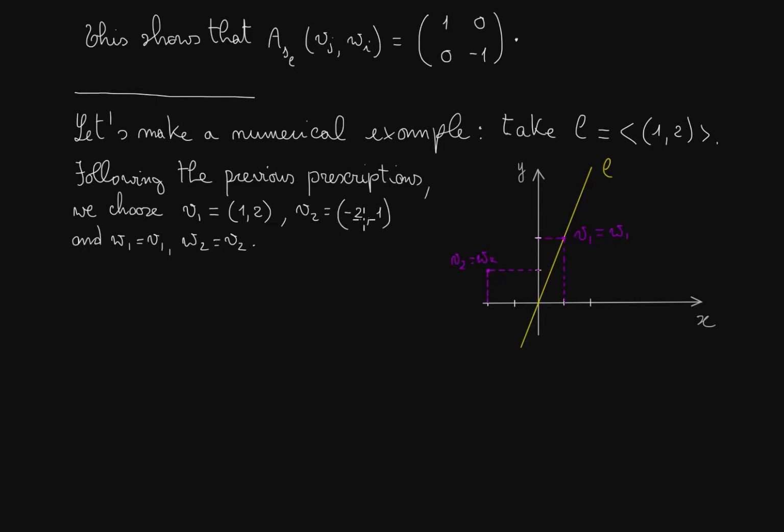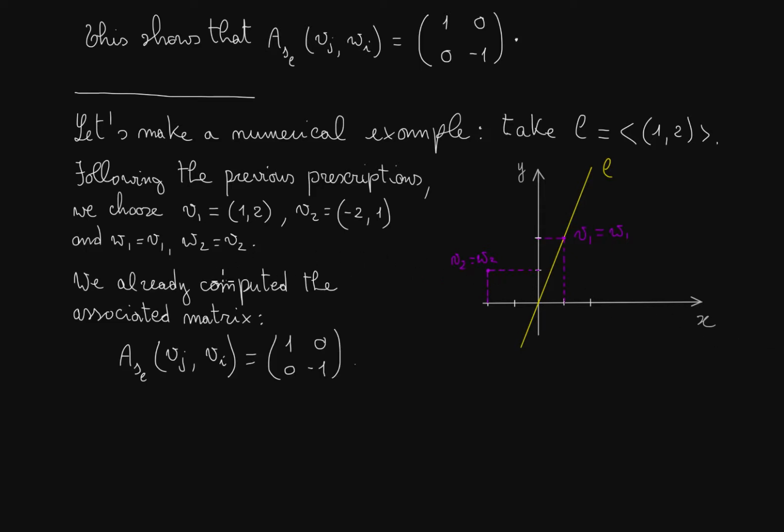vector V2 immediately. And again, as in the general example before, we choose the basis of the codomain to be exactly the same basis as the domain. So we already computed the associated matrix, which is [[1, 0], [0, -1]]. In the numerical example, the only thing missing was finding the explicit basis of the domain and the codomain.